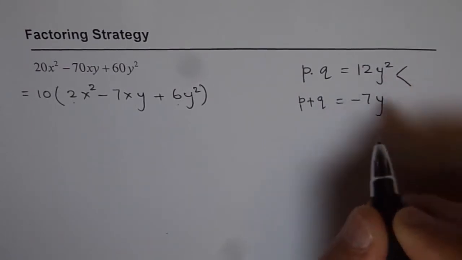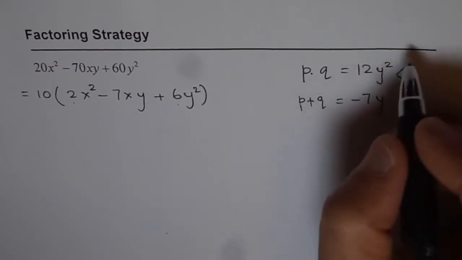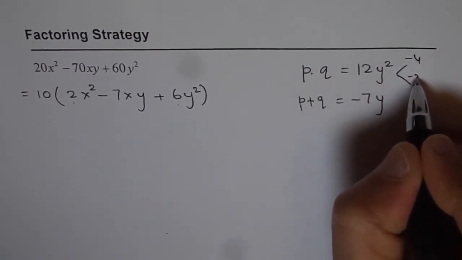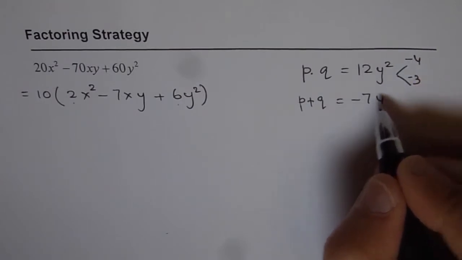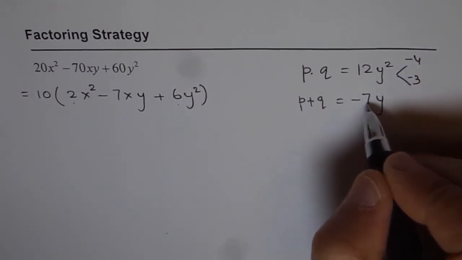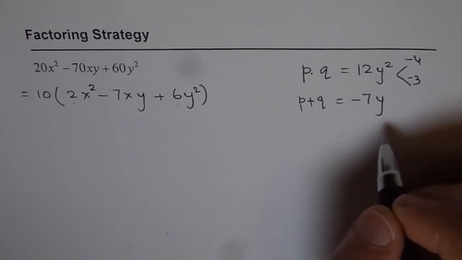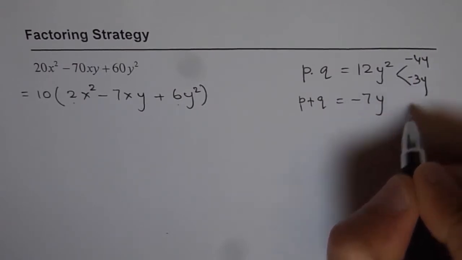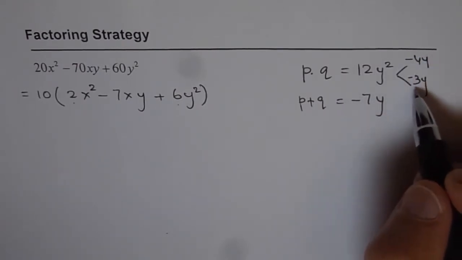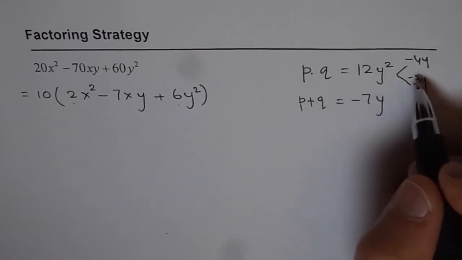Now two numbers whose product is 12 and sum is minus 7 are minus 4 and minus 3. When you add minus 4 and minus 3, you get minus 7, but you don't get minus 7y. How can you get minus 7y? That is the question. The numbers should really be minus 4y and minus 3y. Now when you multiply, you do get plus 12y squared. Do you see that? So that is how you need to treat your numbers.